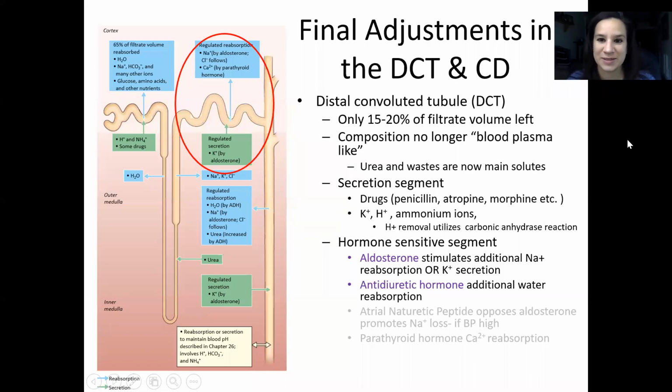Students, we are going to get back to the nephron. So we are about halfway through, and we just have to finish up with the distal convoluted tubule and the collecting duct today. Before we do that, let us recap a little bit.